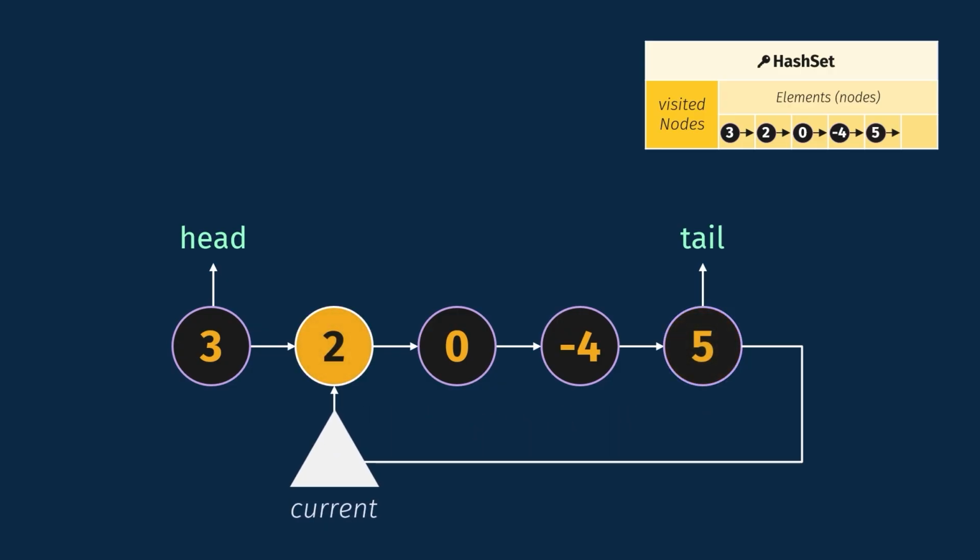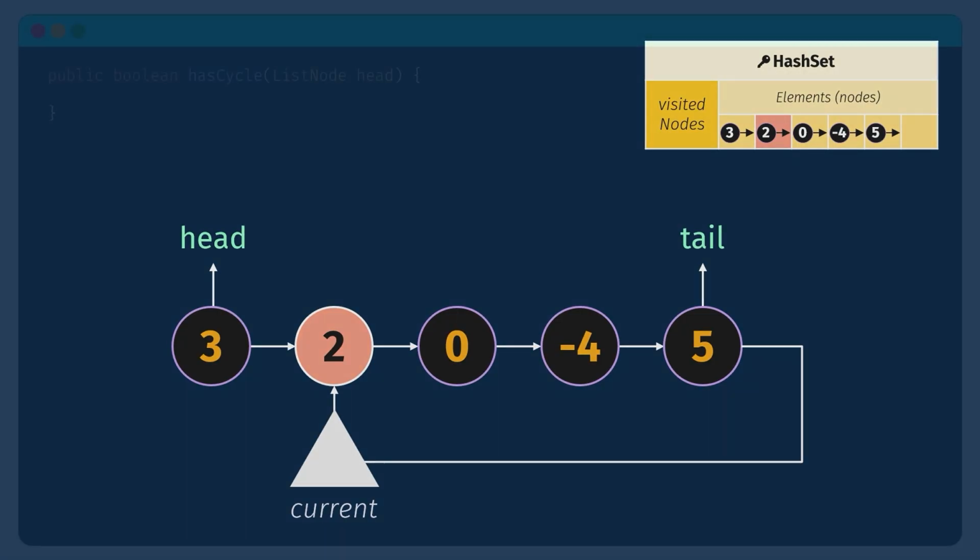But here is the twist. Due to the cycle, the next node is the same node with value 2 that we already visited earlier. So now when we check the set, we find that this exact node is already present. That tells us we have encountered a cycle, so we return true.